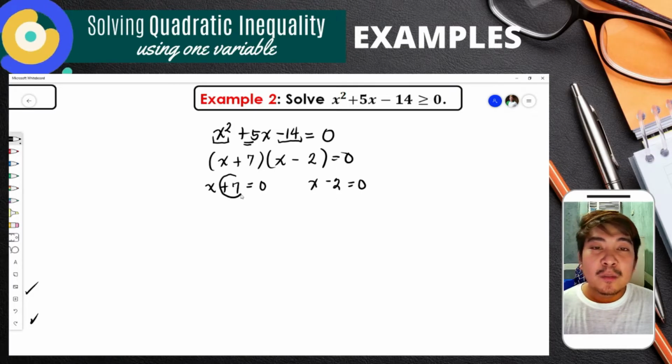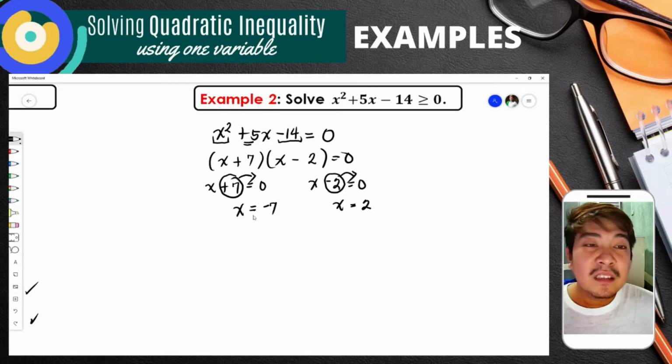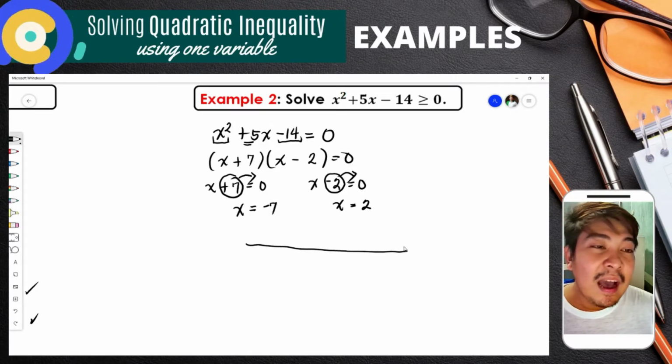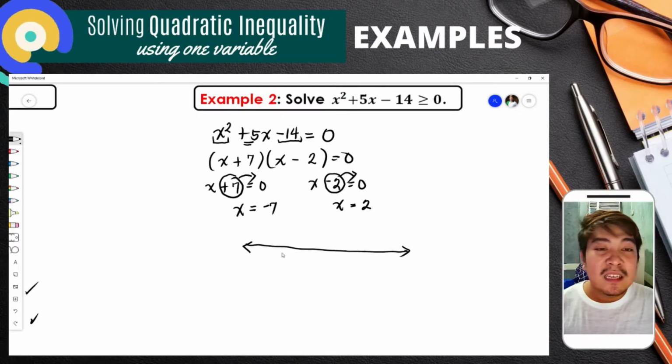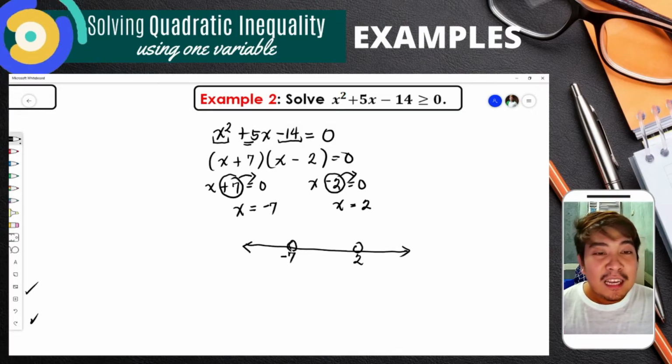Let us now transpose positive 7 to the other side. So that will become x is equal to negative 7. Same with negative 2 here. So we now have x is equal to positive 2. And if you can see, we already have here the critical points or the x values. So let us now have our number line. I-graph natin si negative 7. Let us suppose that this is negative 7 and this is positive 2. The points negative 7 and 2 are included in the graph. So kailangan natin siyang i-shade. So close that.